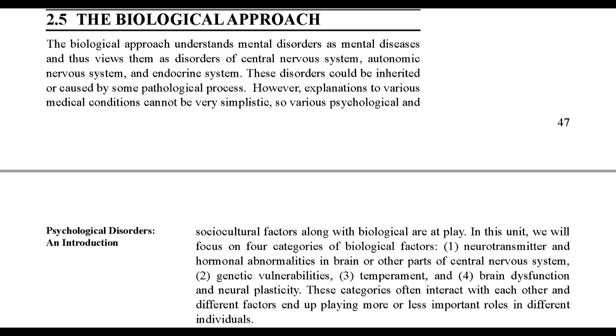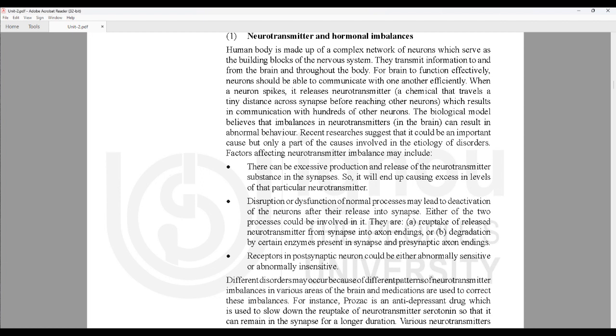In this unit, we will focus on 4 categories of biological factors. 1. Neurotransmitter and hormonal abnormalities in brain or other parts of central nervous system. 2. Genetic vulnerabilities. 3. Temperament. And 4. Brain dysfunction and neural plasticity. These categories often interact with each other and different factors end up playing more or less important roles in different individuals.